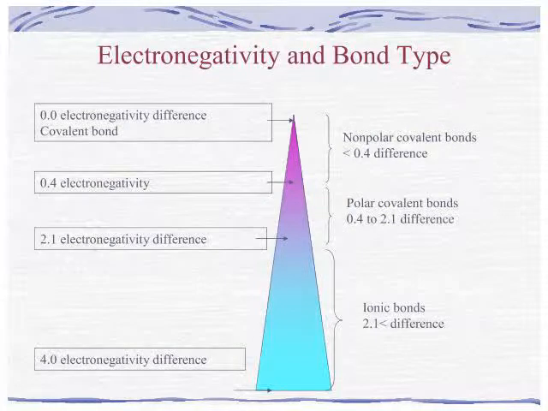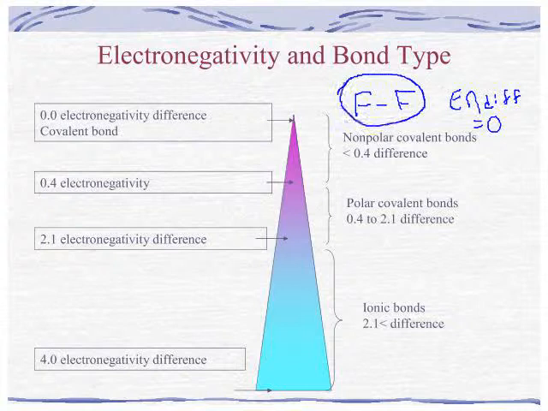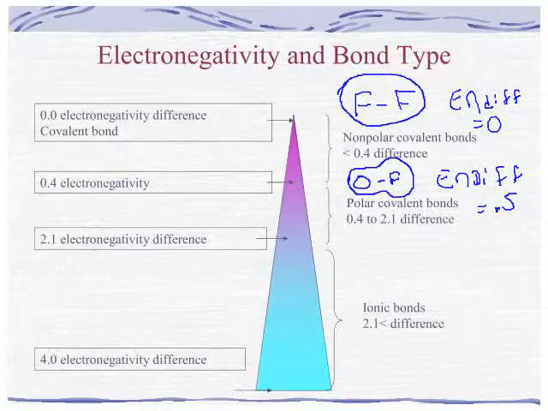So when we're talking about a nonpolar compound, that's when they really don't have that much difference between them. If you have two fluorine atoms together, your electronegativity difference is 0. That means that they're pretty much sharing the electrons around them, and that's what holds those two atoms together. When you have oxygen and fluorine, the electronegativity difference equals 0.5. What that means is fluorine is slightly stronger than oxygen, and so it pulls more of those electrons.